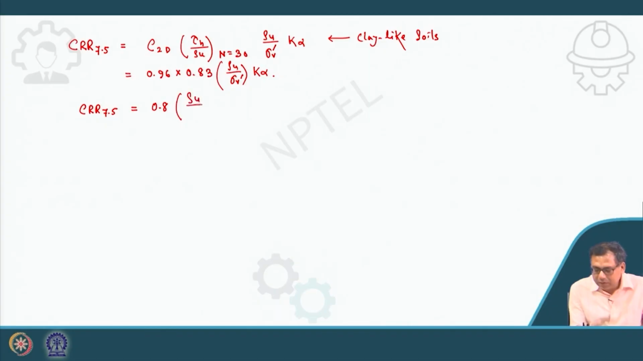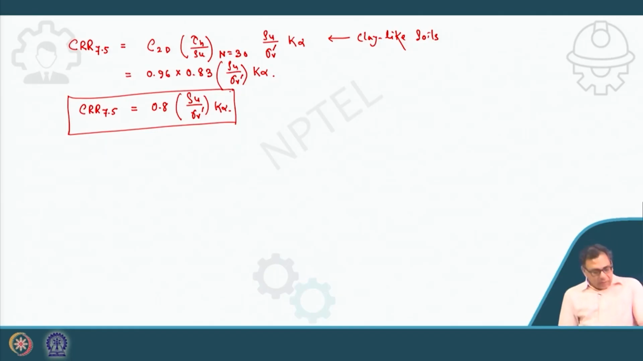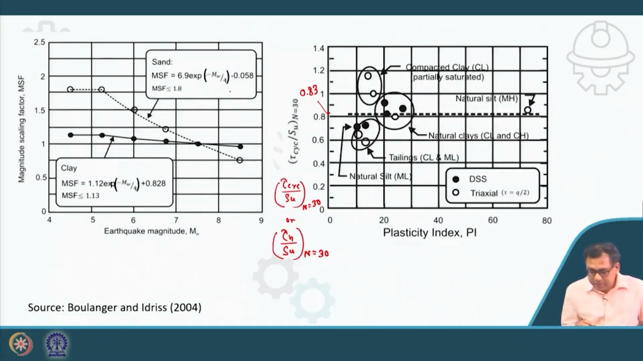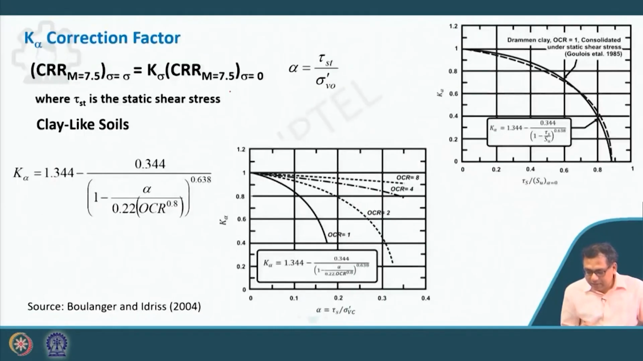It will be Su sigma V dash into K alpha. Clear? Okay. Now I have to calculate the K alpha. So you can see the K alpha expression is given here. What is the expression of K alpha?